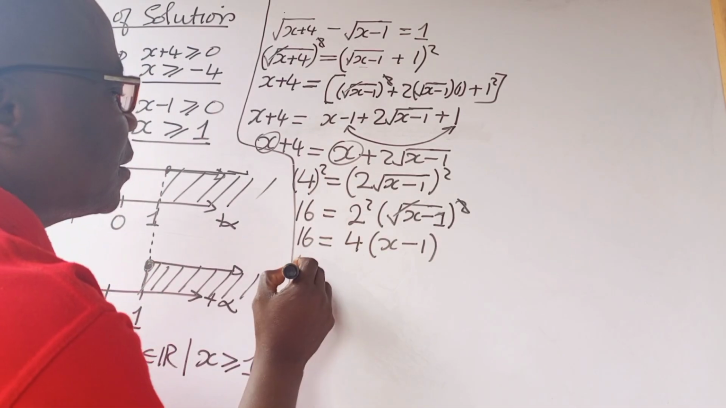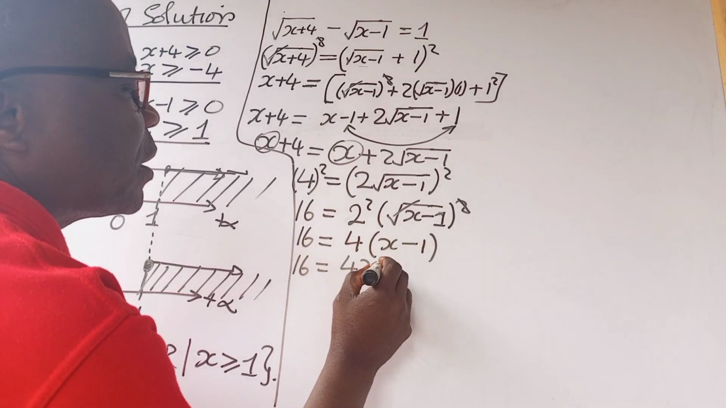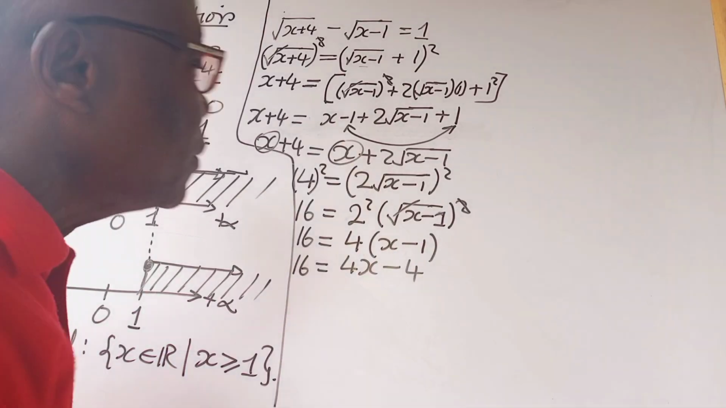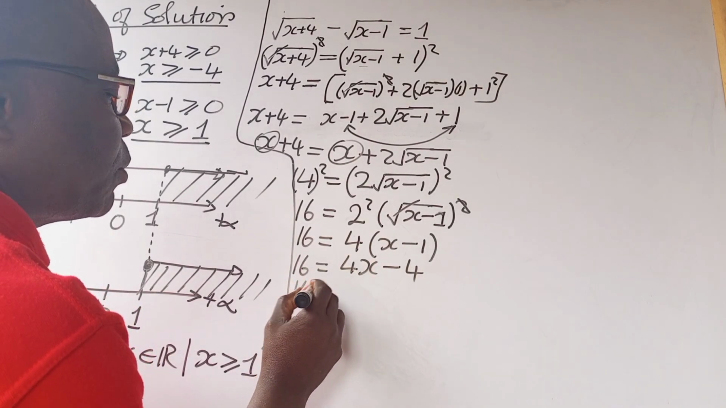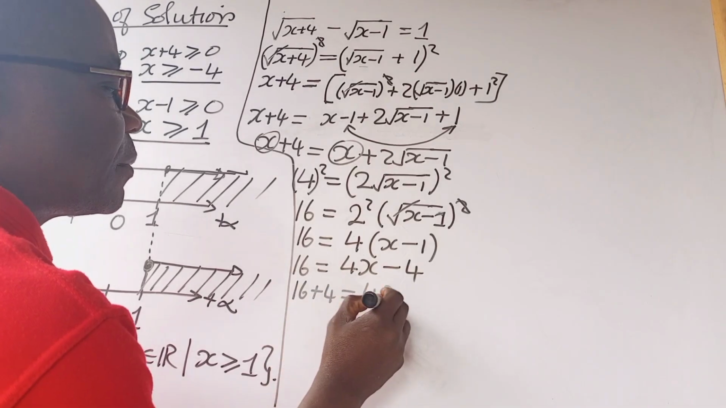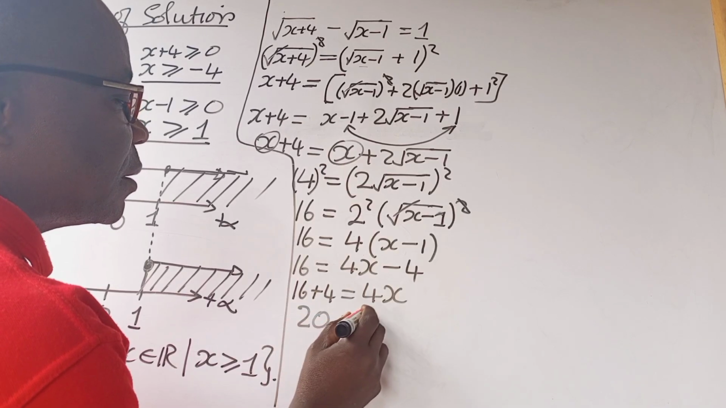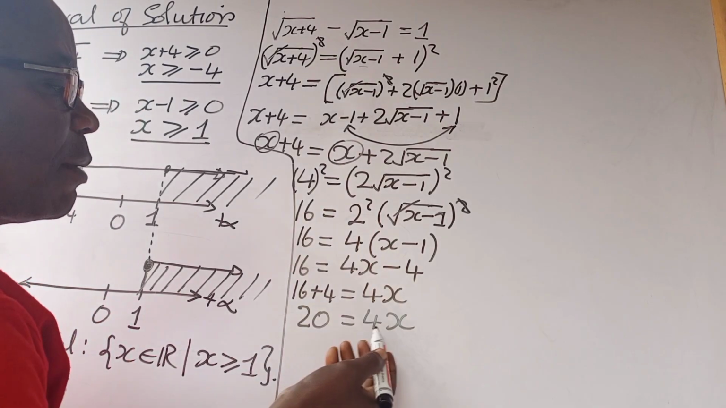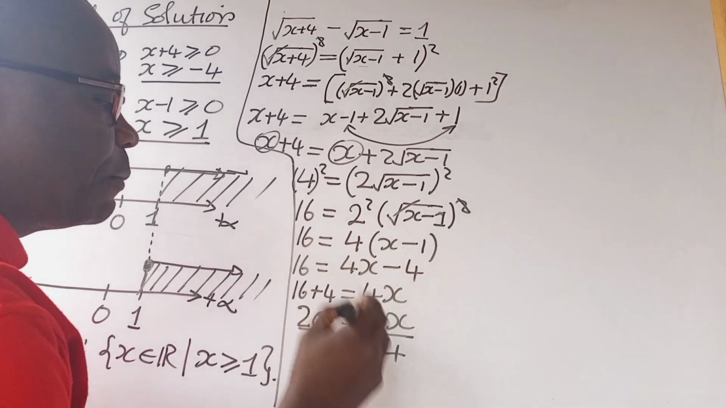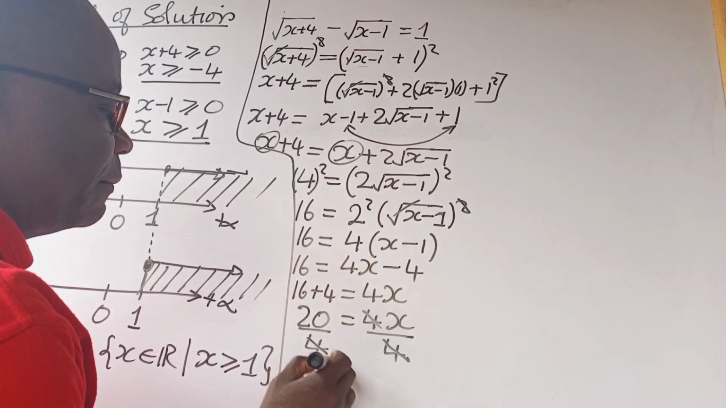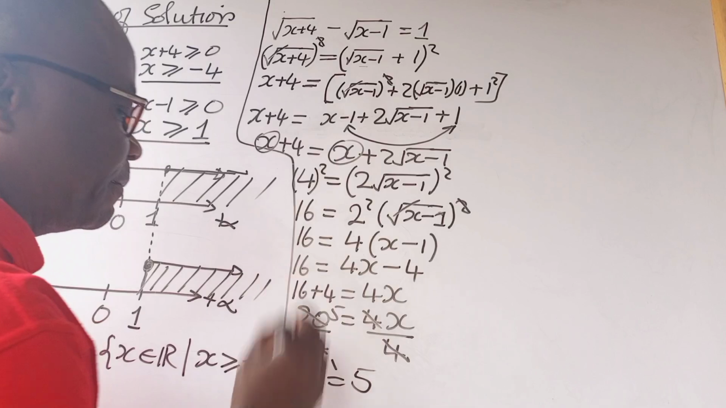Now, let's open the parentheses. So we have 16 is equal to 4 multiplied by x is 4x. 4 multiplied by negative 1 is negative 4. All right, now let us bring negative 4 from the right-hand side to the left-hand side. It becomes plus 4. All right, it's equal to 4x. 16 plus 4 is 20. It's equal to 4x. Remember, we're solving for x. So to remove this 4, all we need to do is divide both sides by 4, so that the 4 goes away. 4 here 1, 4 there 5. So we have x is equal to 5.